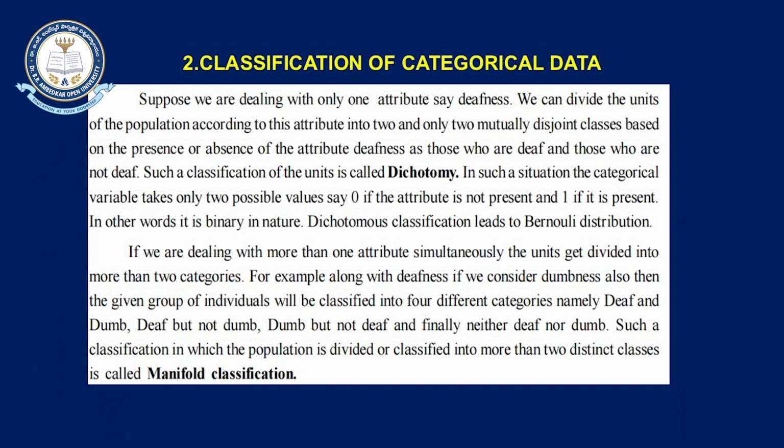A population divided into more than two distinct classifications is called a manifold classification. A classification having only two classes, whether accepted or not, comes under dichotomy classification. Anything more becomes manifold classification.